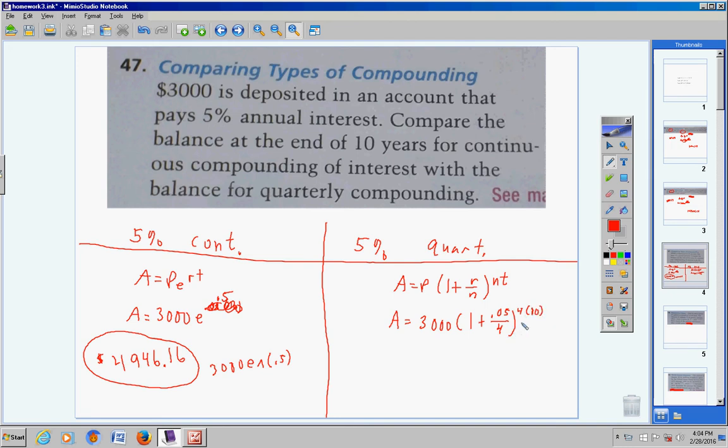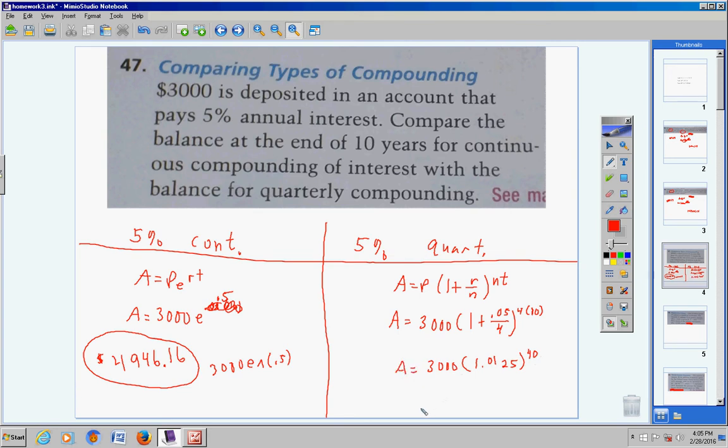First of all, I would make this entire parentheses right here become one number. So with your calculator, if you type in 1 plus 0.05 divided by 4, you will get 1.0125. And of course 4 times 10 is the 40 power. Bring down your 3,000. So guys, it really does become a calculator problem now.